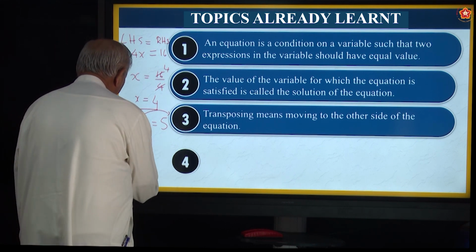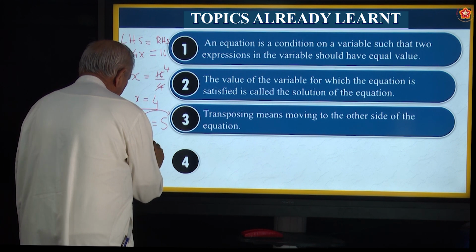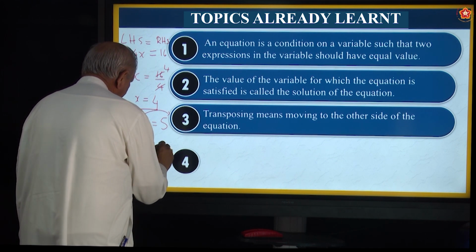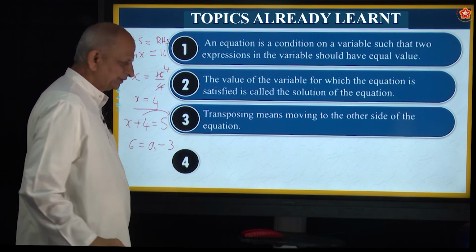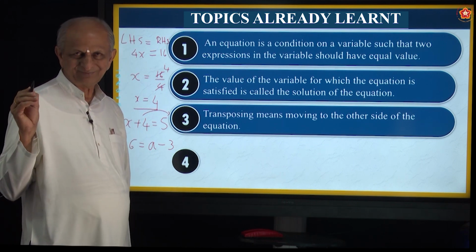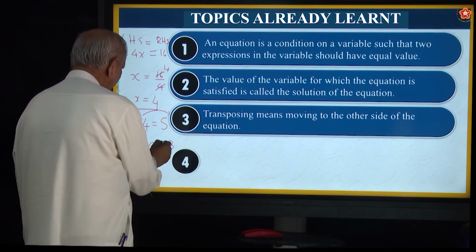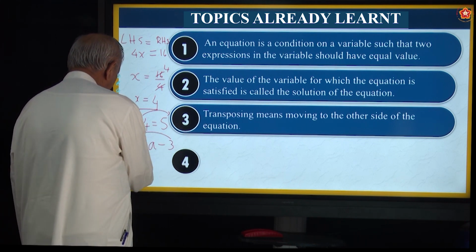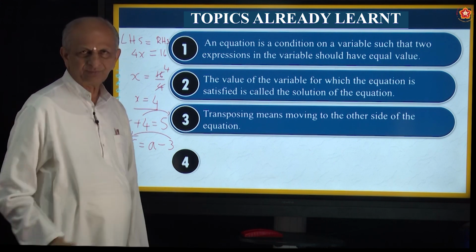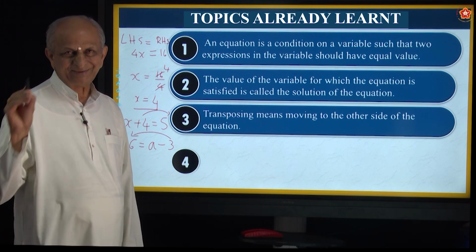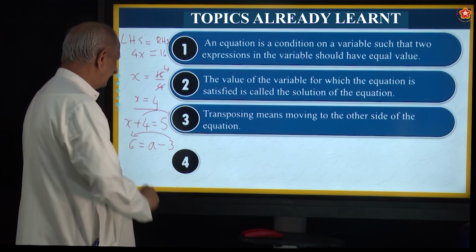Also you can have an equation like this. 6 is equal to a minus 3. That also you can write. Correct? Now here you have to remove this minus 3. So minus 3 is to be transposed. What happens? Plus 3. So a becomes 6 plus 3.